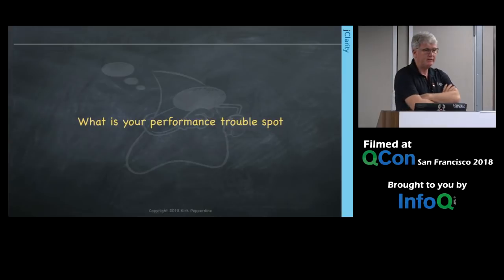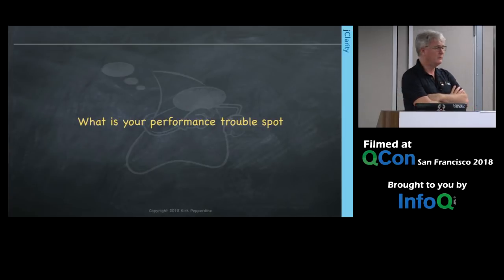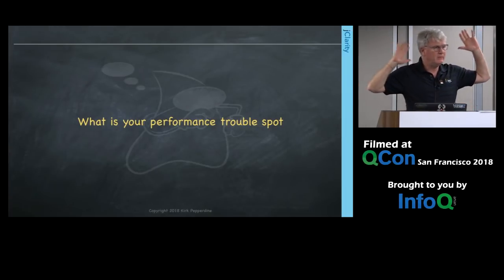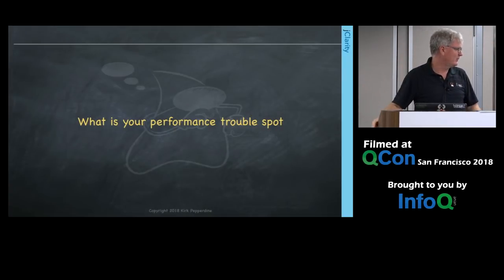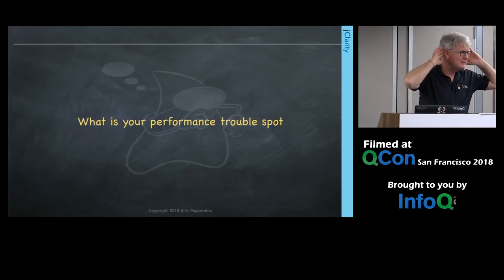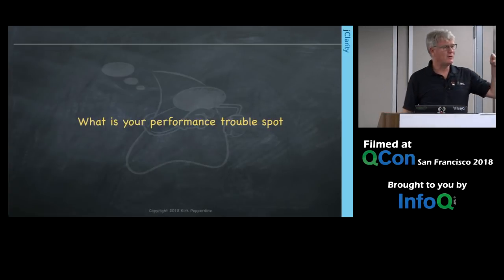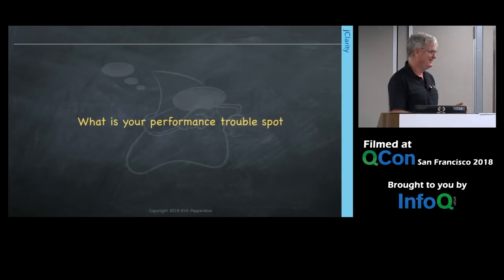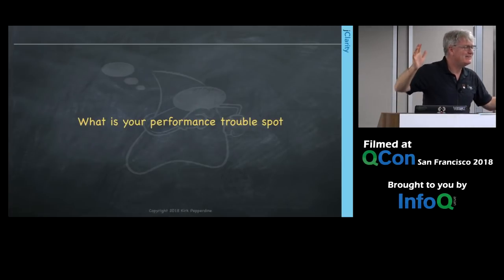Okay, so let's start by asking questions, because every good presentation has to ask questions. What are your performance trouble spots? Just shout them out. What's the thing that you believe gives you the most performance grief when you're throwing a system out into production? Immature developers. That's a whole other talk. We had that last night, didn't we? Yeah, we did. Anybody else have any ideas? Technical of nature?